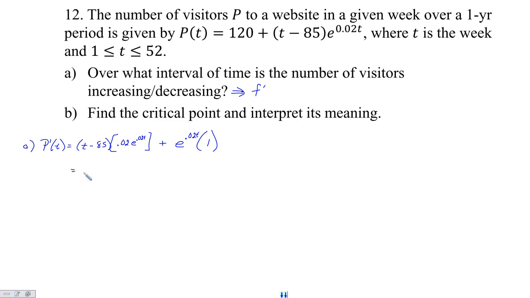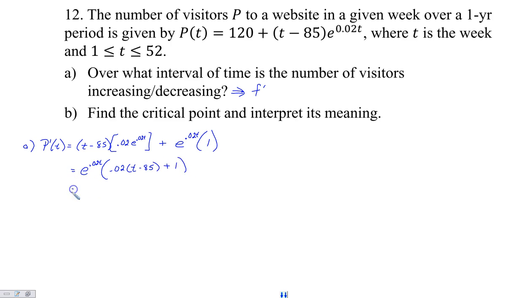So we're going to start by factoring out the e^(0.02t). That's going to help greatly. That's going to leave me with a t minus 85 plus 1, oops, excuse me. We'll backtrack on that just a second. So that's going to leave me with 0.02 times (t minus 85), and then plus 1.